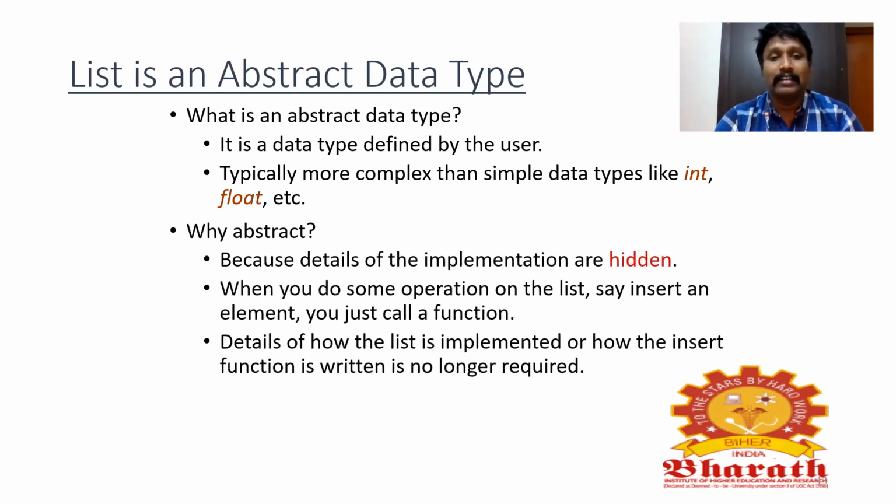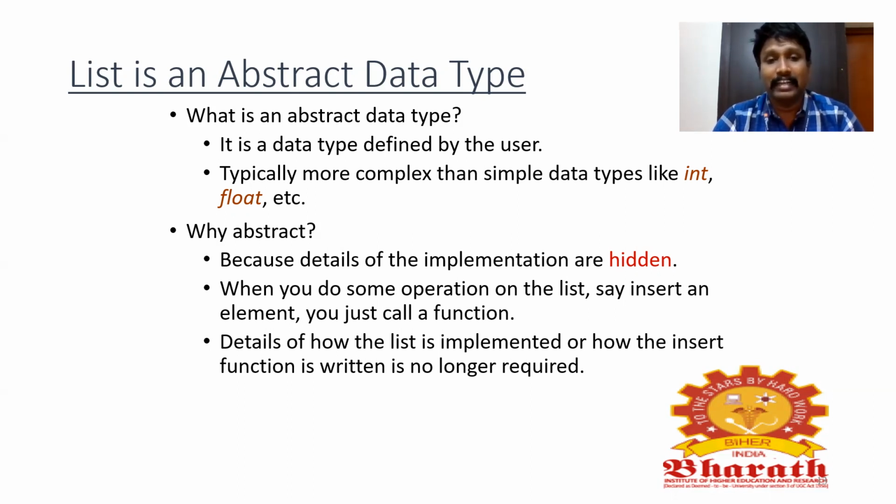What is abstract? As I said earlier, it is hiding something, because details of the implementation are hidden. When you do some operation, as in the example of swapping, swapping is an operation. When you do some operation on the list, say insert an element, there are two operations which are very well known to you: the insertion operation as well as the deletion operation. So that's what we are taking as an example.